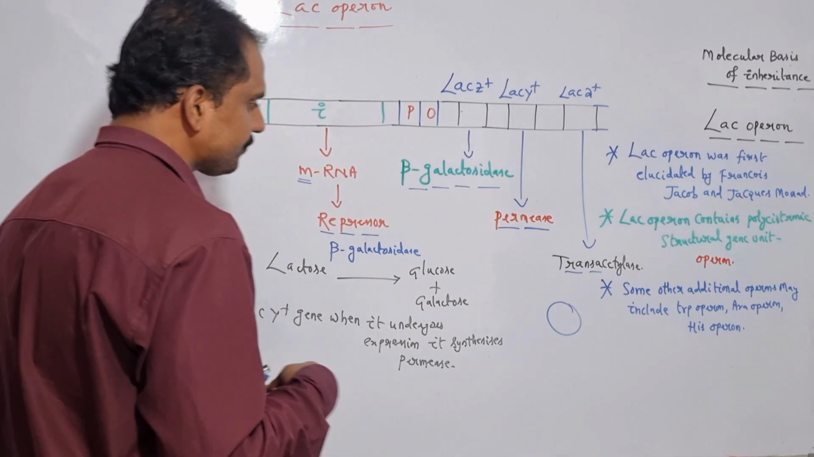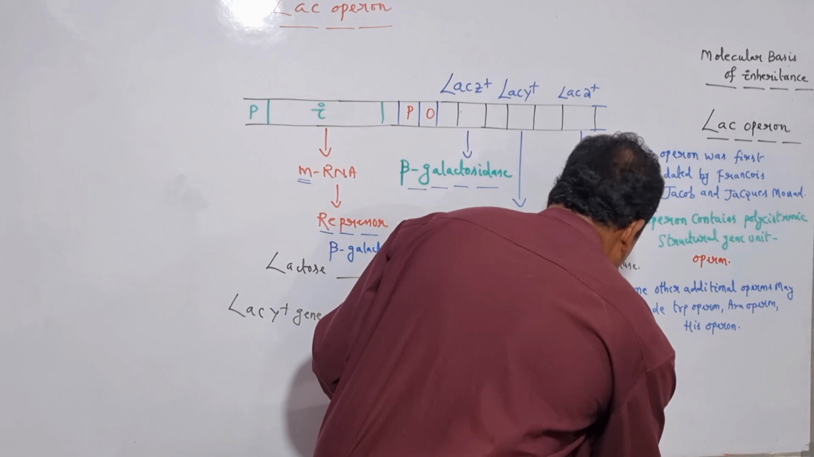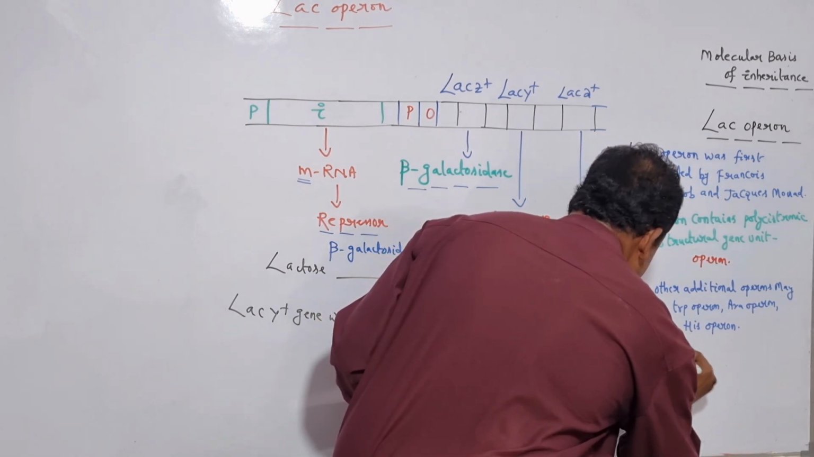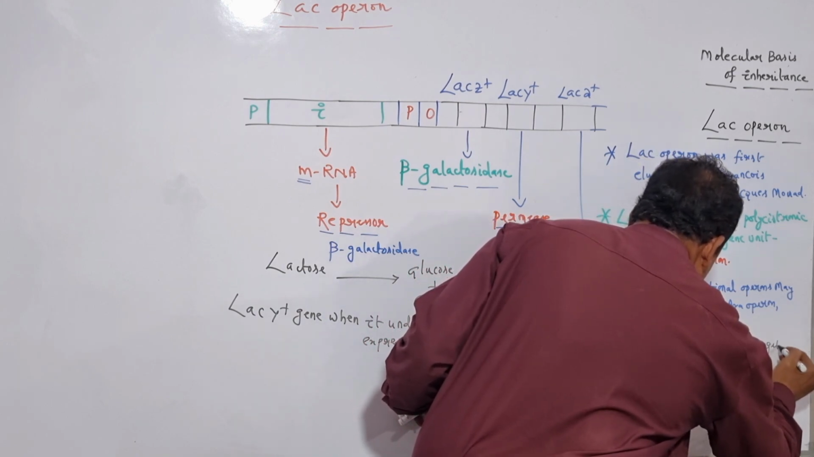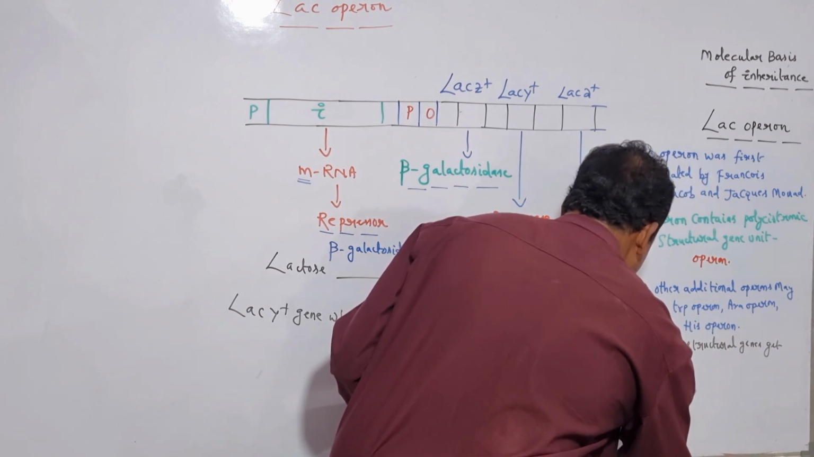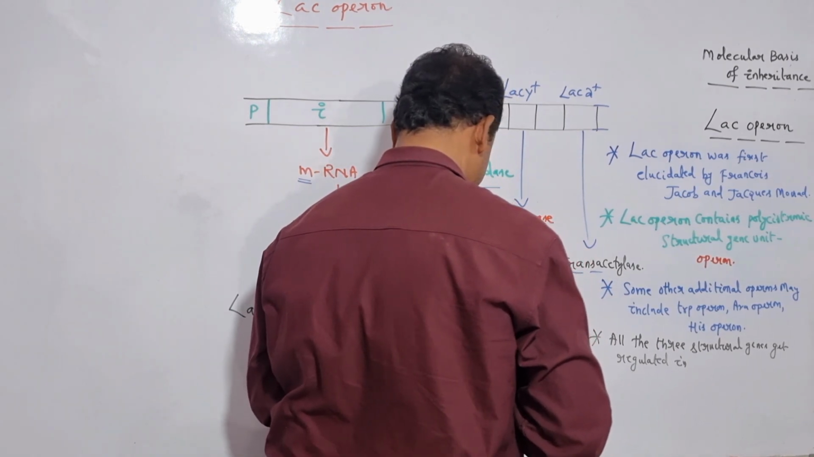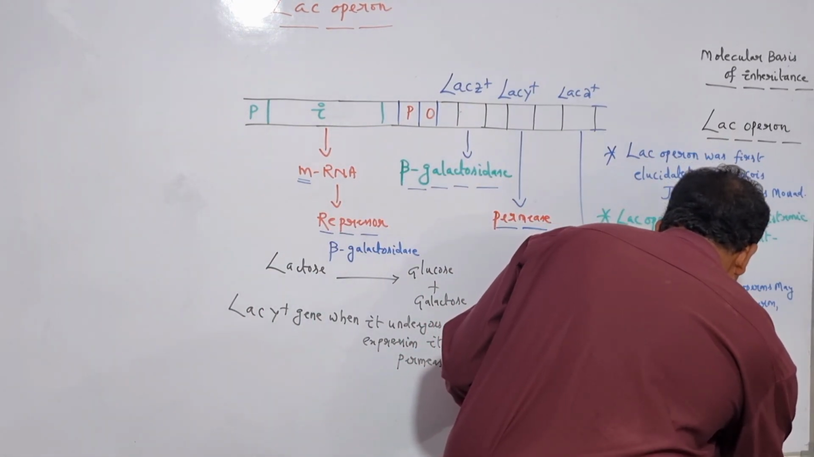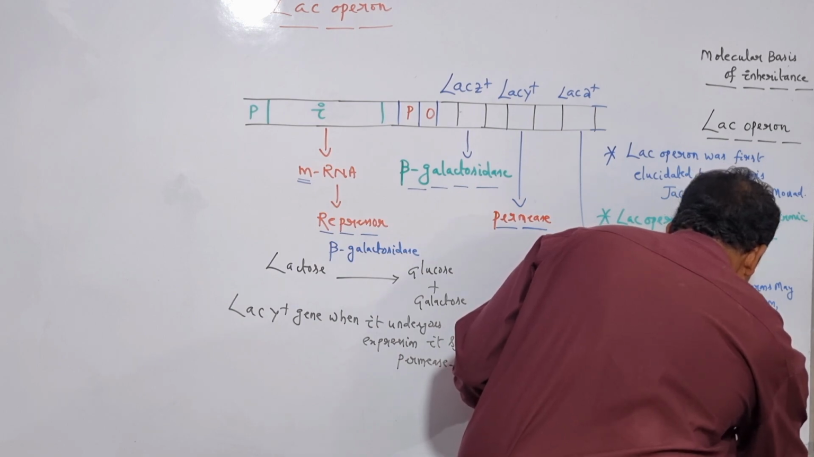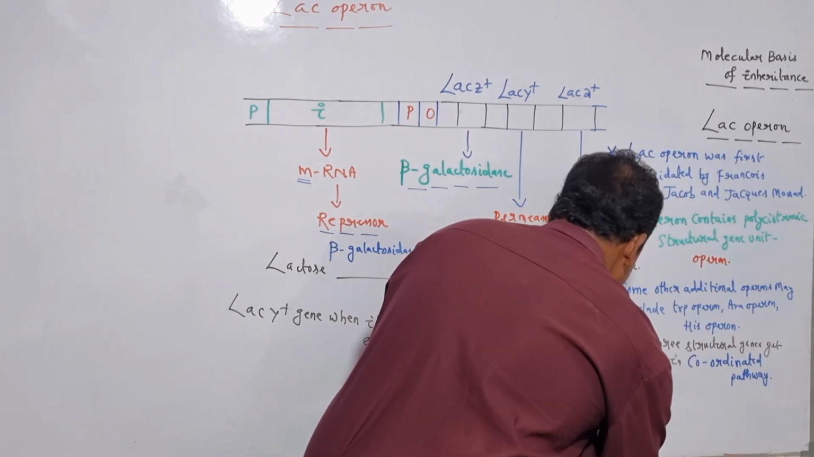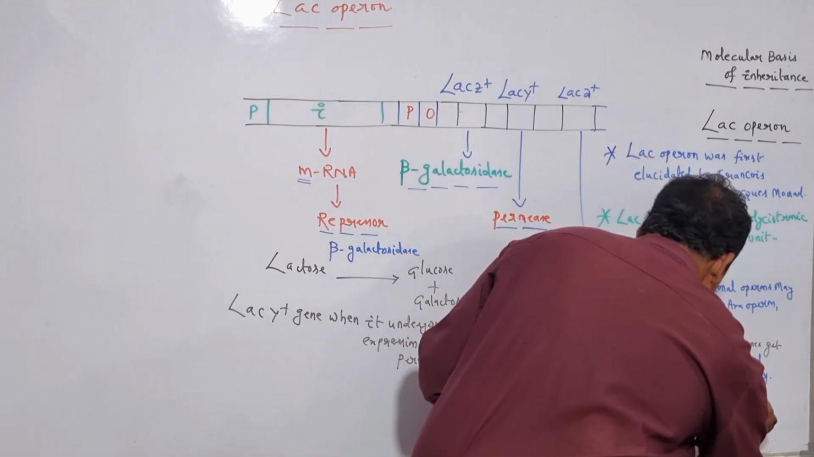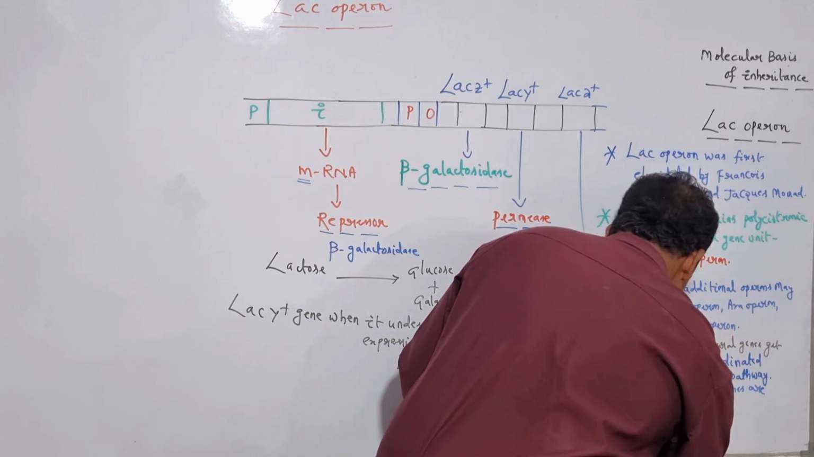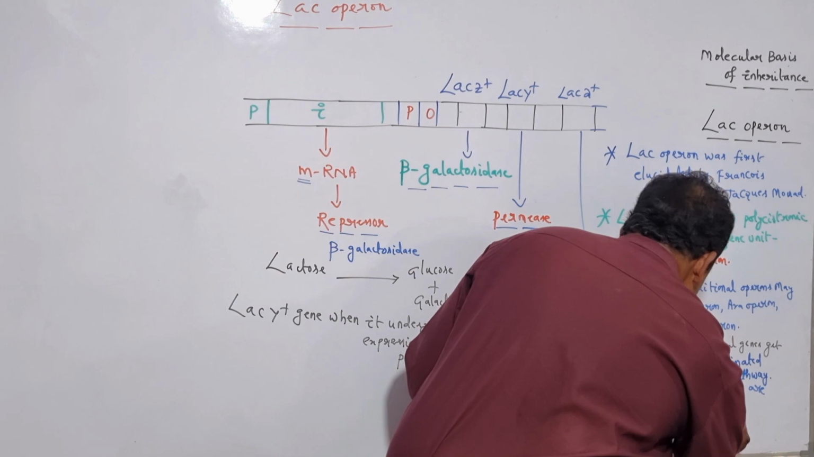So let me write it here. All the three structural genes get regulated in coordinated pathway. And here these three structural genes are responsible for regulating lactose metabolism.